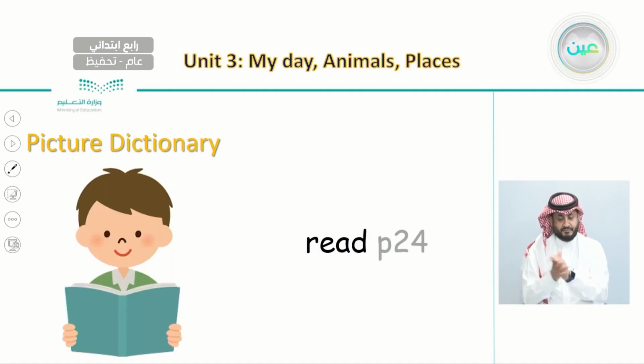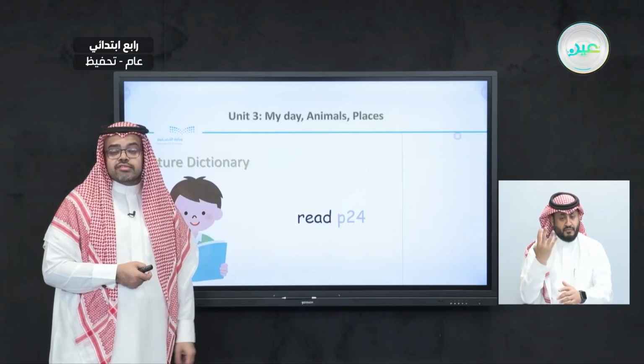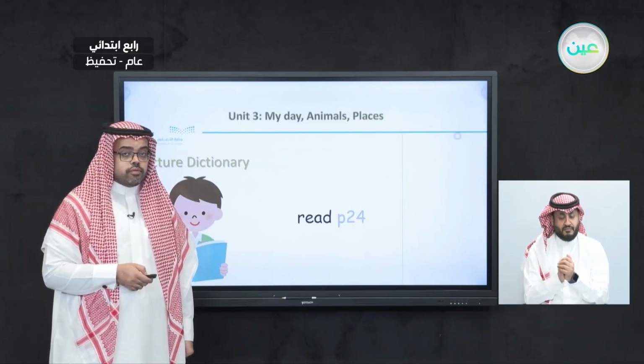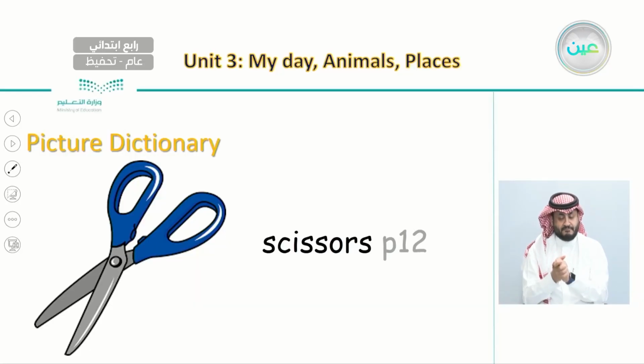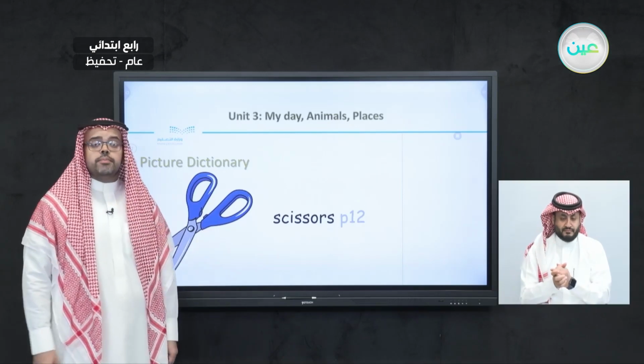And next we have a person opening a book, and what is he doing? He is reading. So there is another word, which is read, that we can see on page 24. And after this, we have the word scissors. We use these scissors when we want to cut paper, sometimes to cut rope, and sometimes we cut hair. So we have different uses for scissors, and that can be seen on page 12.